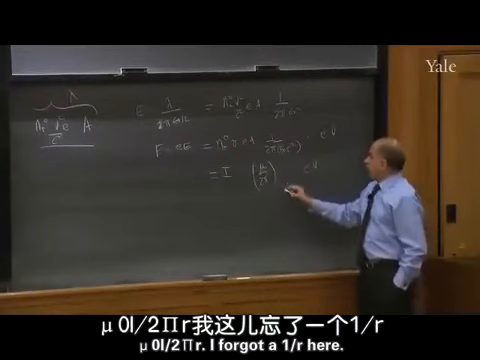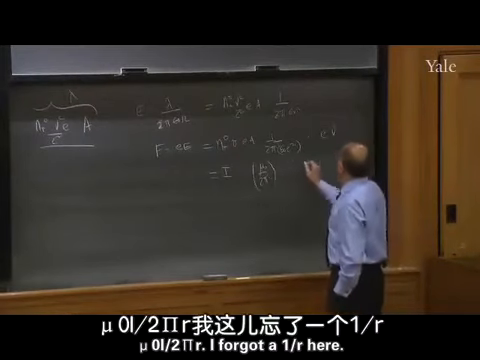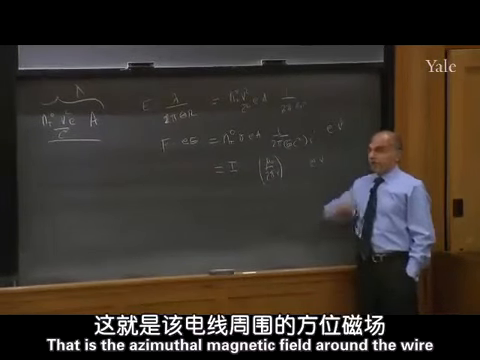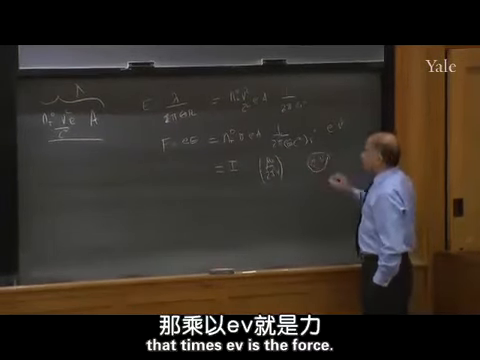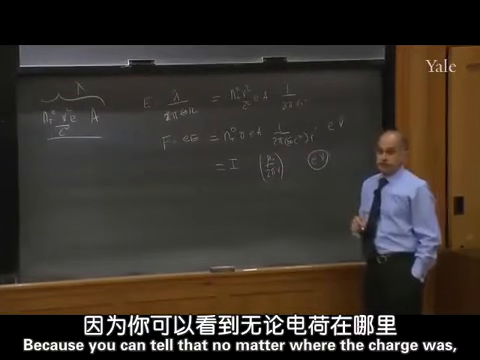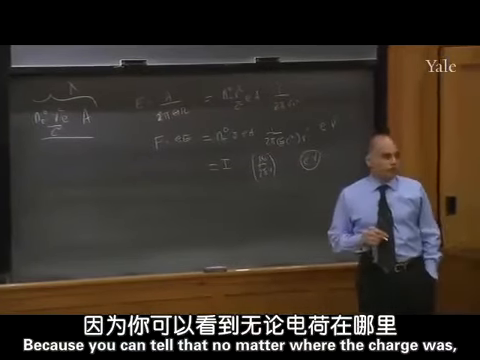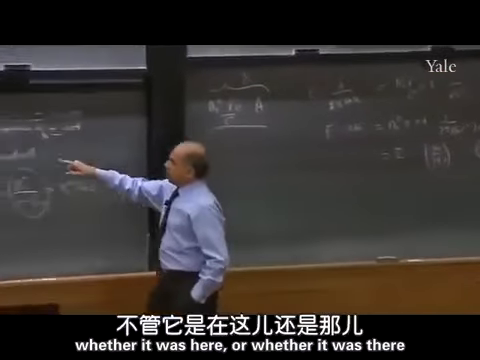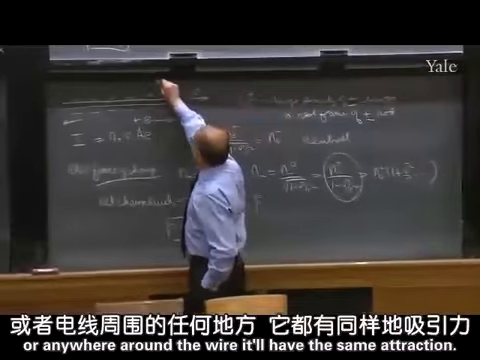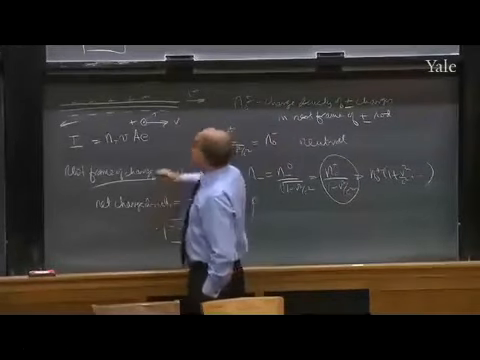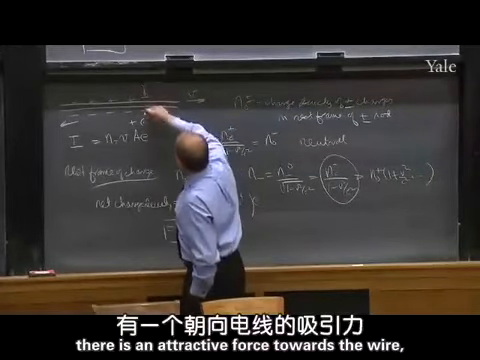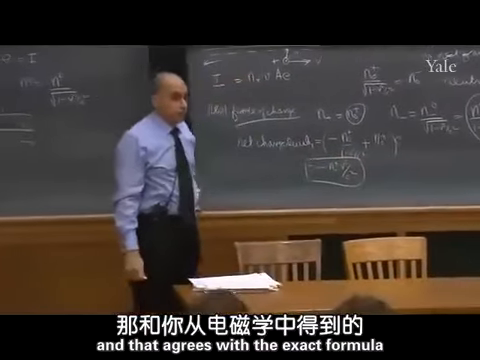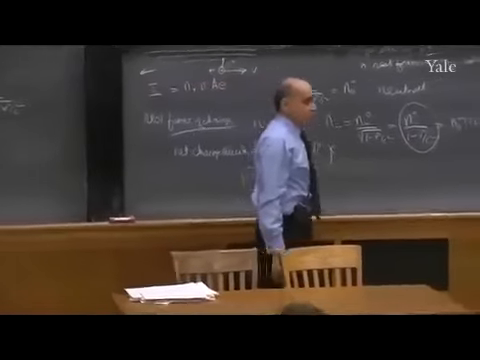Mu 0 I over 2 pi r. Sorry, I forgot a 1 over r here. That is the azimuthal magnetic field around the wire. That times e v is the force. Because you can tell that no matter where the charge was, whether it was here or there, or anywhere around the wire, it will have the same attraction. So you can deduce in the laboratory frame there is an attractive force towards the wire. And that agrees with the exact formula you got for the magnetism.